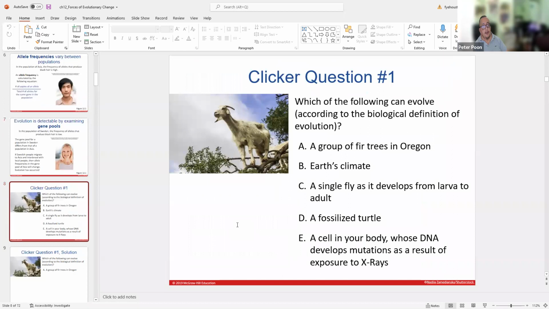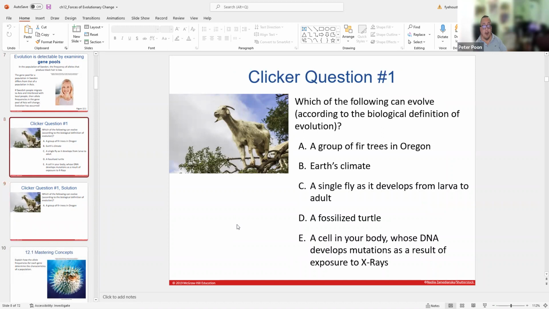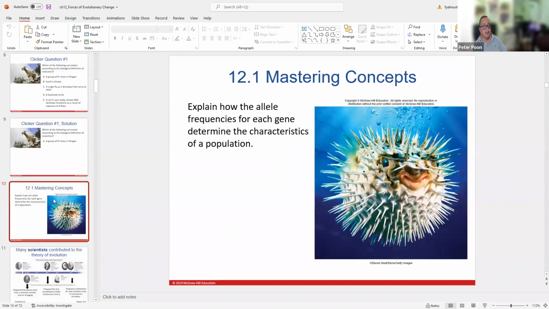So the group of fir trees in Oregon is the only example that is true, because climate isn't evolution. A single organism like a fly or a fossilized turtle or even a cell in your own body does not evolve.